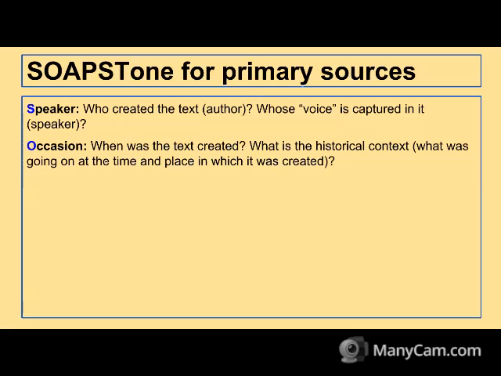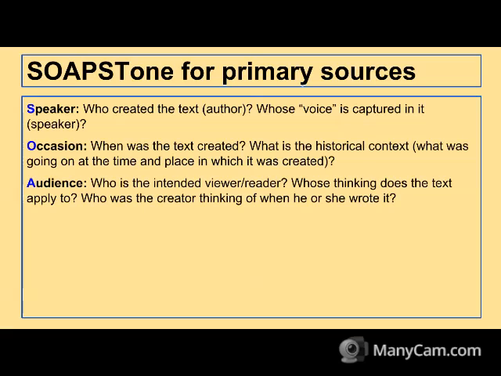The O in SOAPSTone stands for occasion. When was the text created? On what occasion? And what is the historical context? What's going on at the time and in the place when this text was created? Remember that historical context is all about time, place, and circumstance. So examine the occasion on which the text was created.